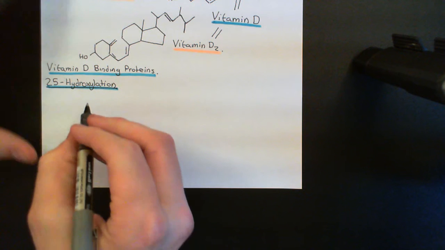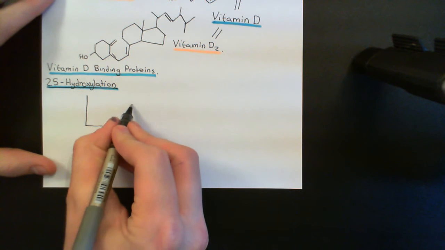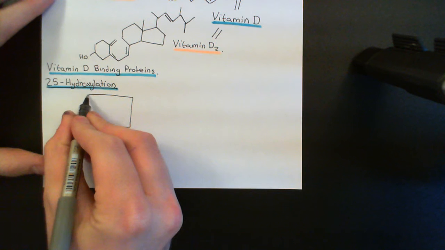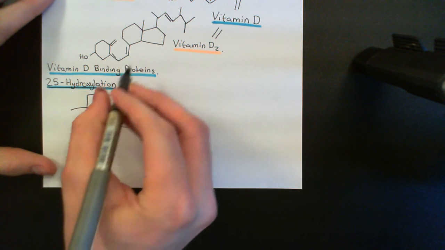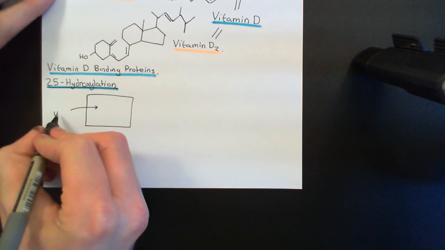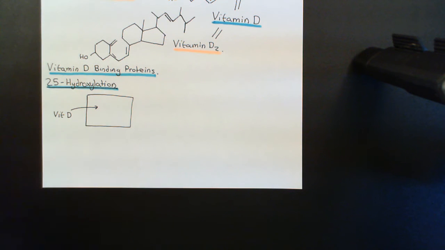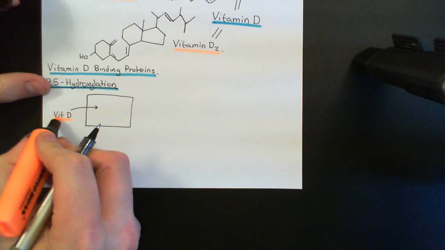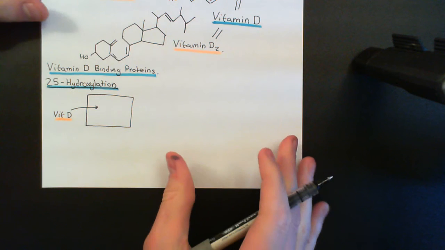So, 25-hydroxylation then majorly occurs in the liver. So let's have a hepatocyte here. Okay, so what's going to happen is the hepatocyte is going to take up the vitamin D molecule. And for short, I'll just abbreviate the vitamin D down to VitD here. So the hepatocyte here is going to take our vitamin D up, and then it's going to enzymatically catalyze the addition of an alcohol group onto carbon number 25.